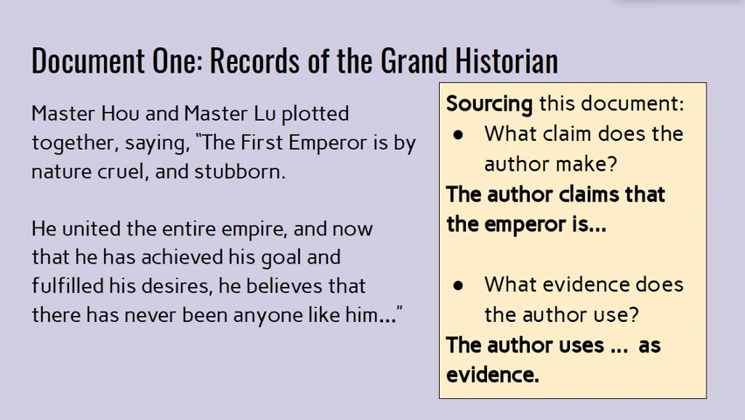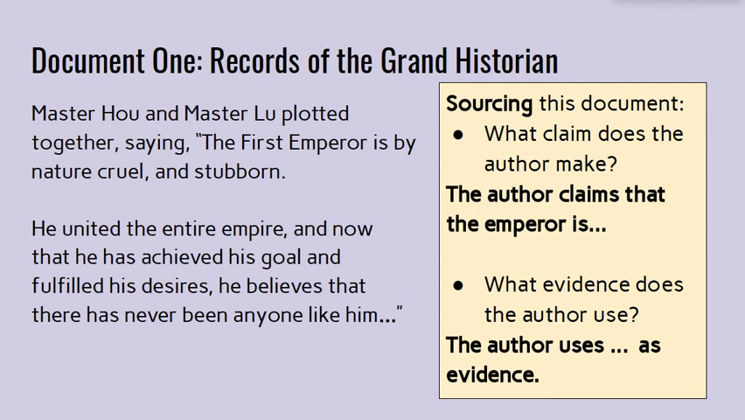Master Ho and Master Lu plotted together, saying, "The first emperor is by nature cruel and stubborn. He united the entire empire, and now that he has achieved his goal and fulfilled his desires, he believes that there has never been anyone like him." Reading the text out loud will help ELLs with pronunciation.